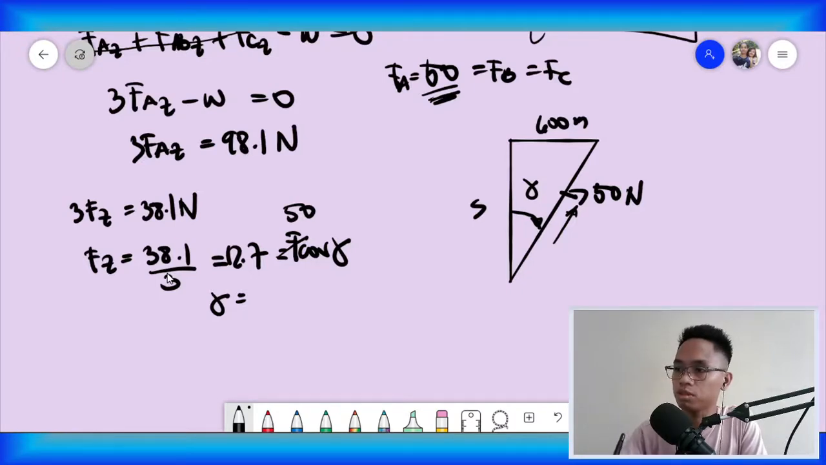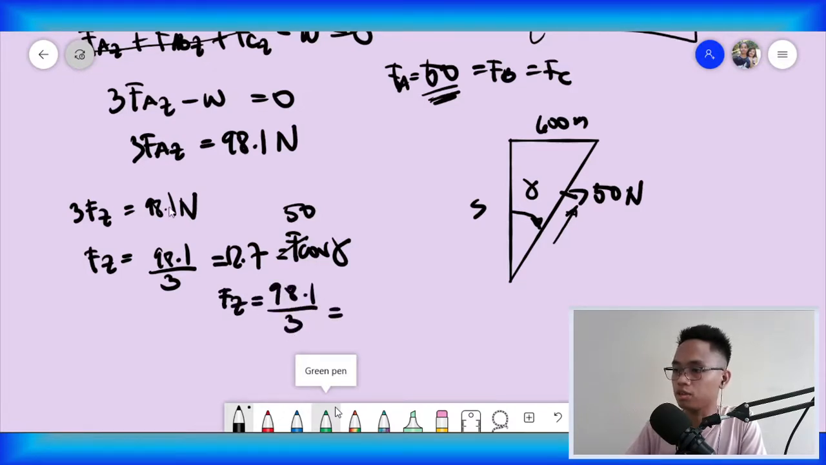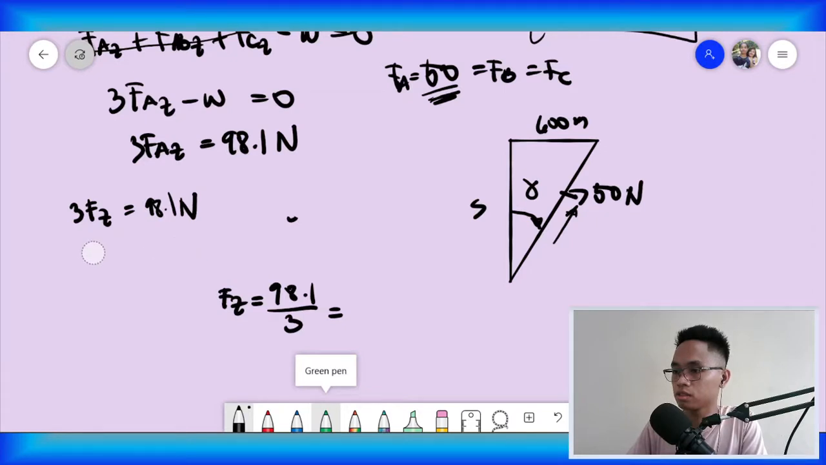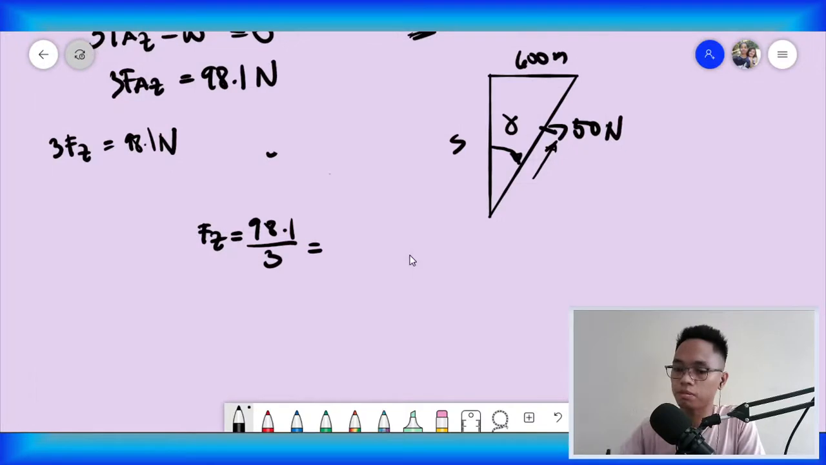Sorry, this is not 38, this is 98.1. So FZ is equal to 98.1 over 3, and that is 98.1 divided by 3, equal to 32.7. And this is equal to F cosine gamma.